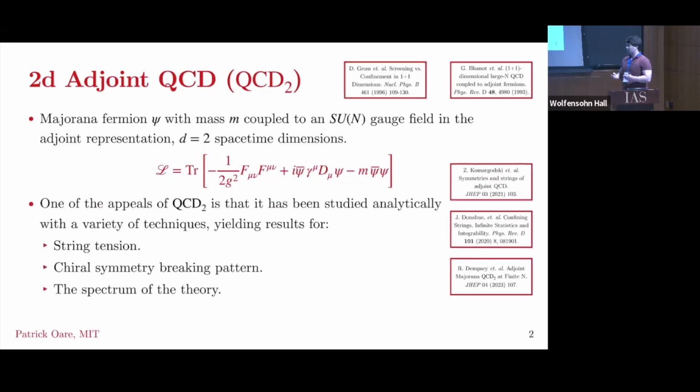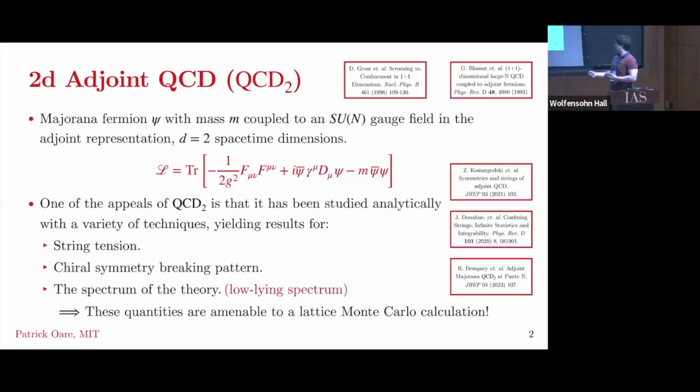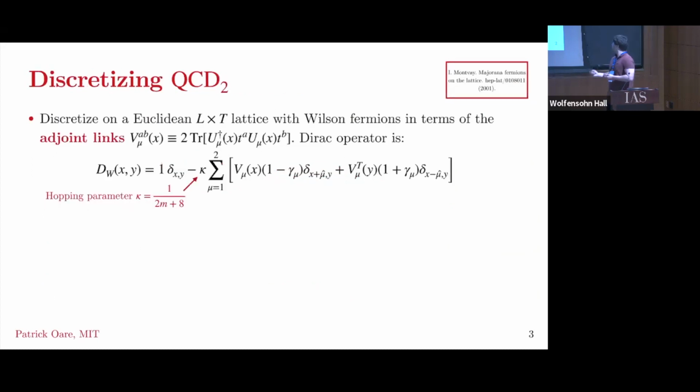And the reason we're interested in studying adjoint QCD is because there's been a large number of analytic computations of this theory that have computed things like the string tension, the chiral symmetry breaking pattern, and the spectrum of the theory. And all of these things, in particular the low-lying spectrum, because the full spectrum is a lot harder to compute on the lattice, are amenable to a lattice Monte Carlo simulation. So our goal is to numerically try to compute these quantities and then match them to the analytic predictions.